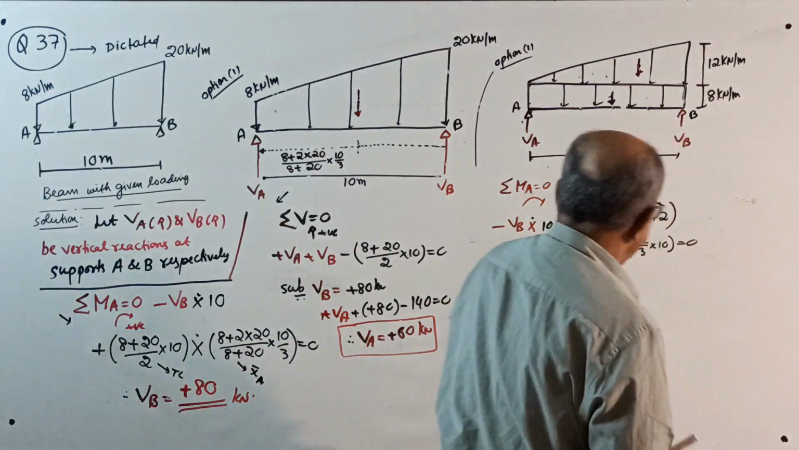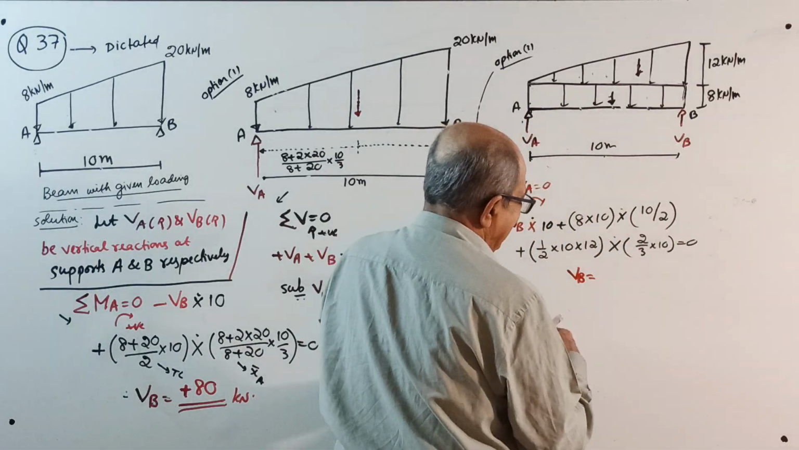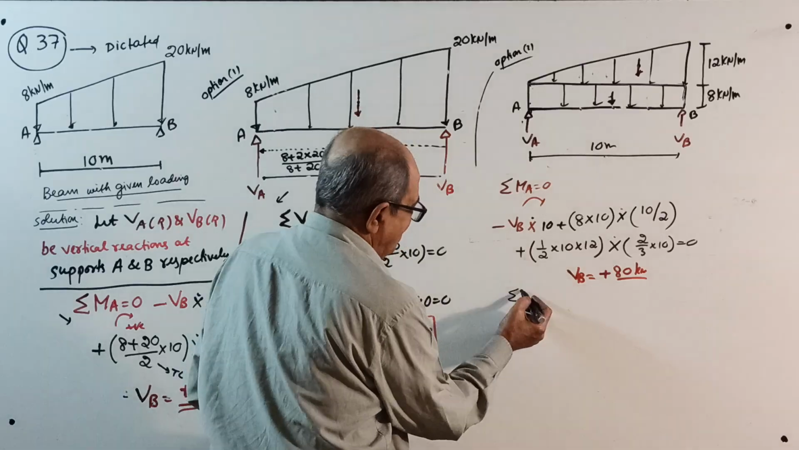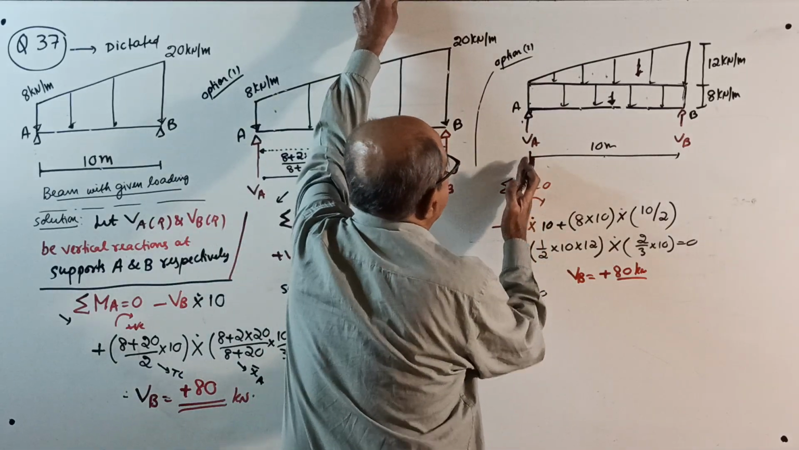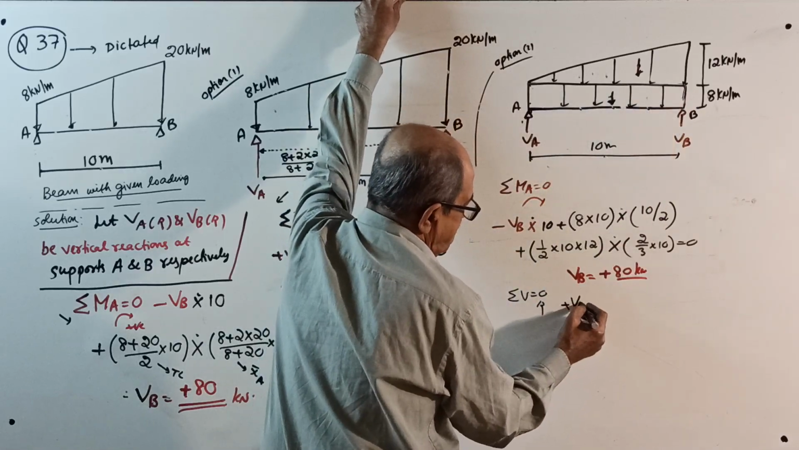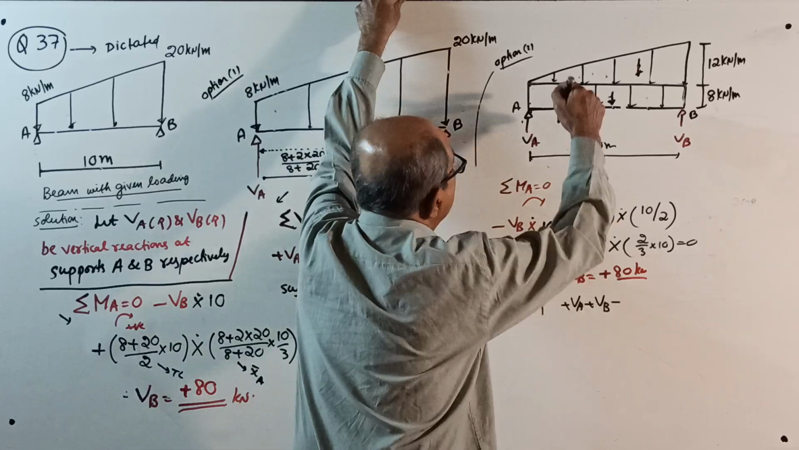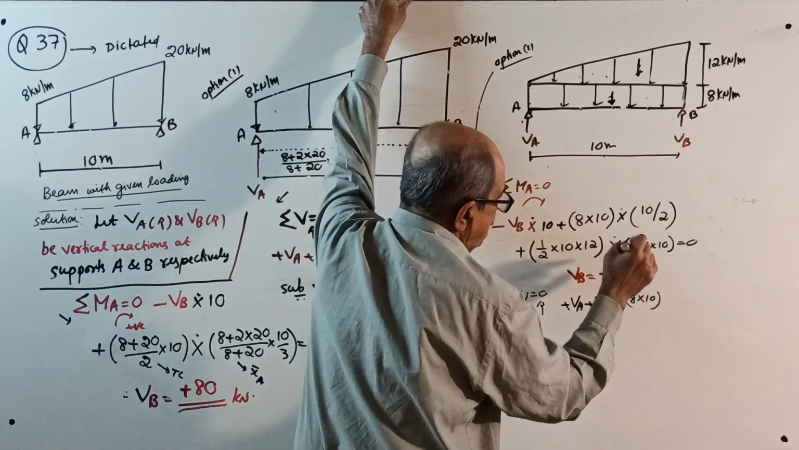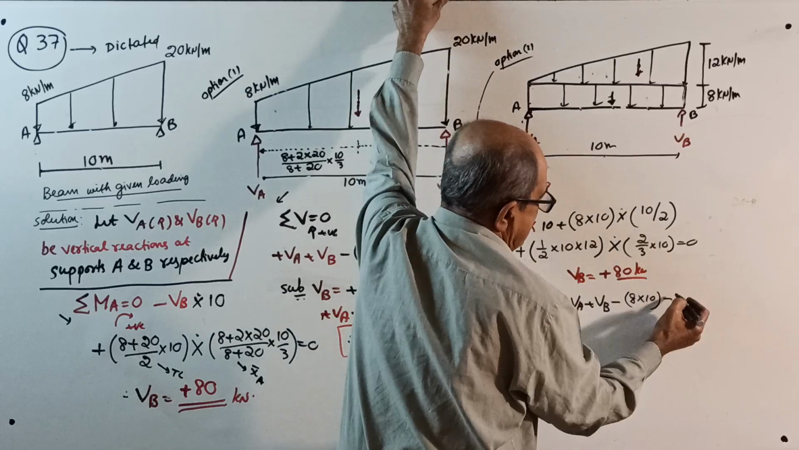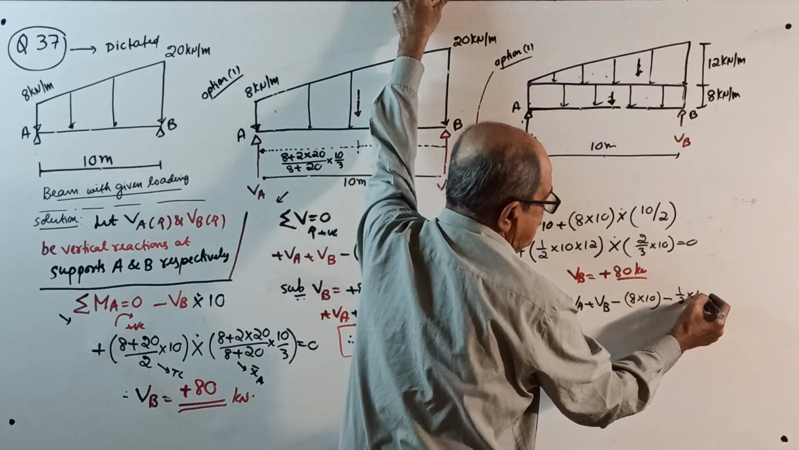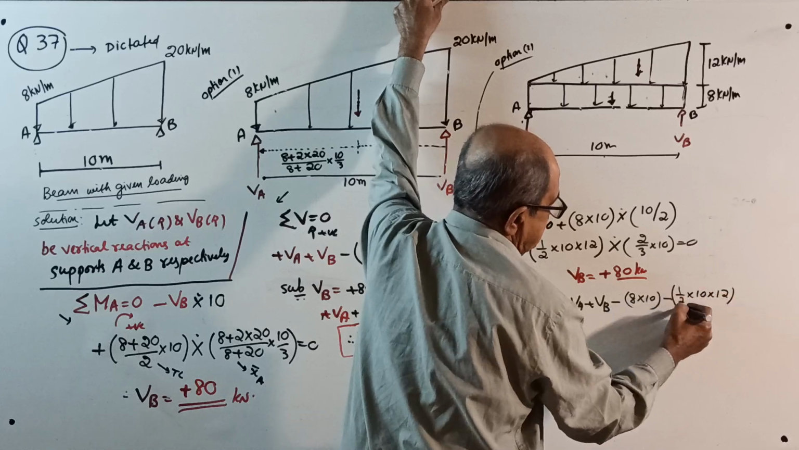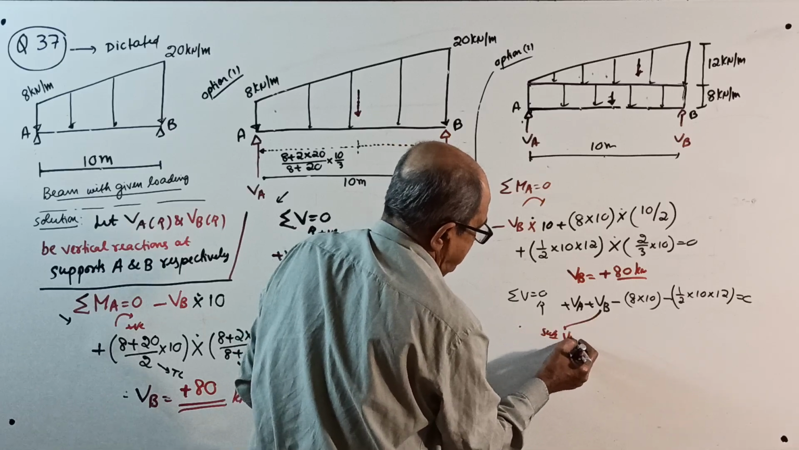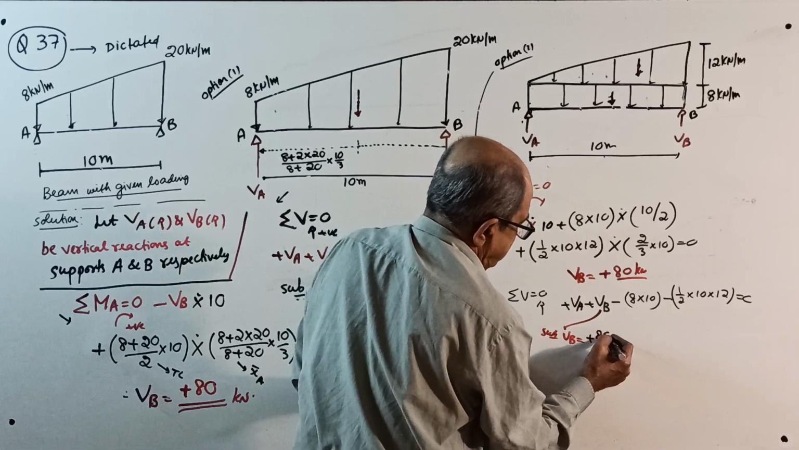80 kilonewton. People will laugh, he is not calculating, he knows the answer. Okay, confidence. 80 kilonewton. Okay. Sigma Fy equals 0, take upward positive. Plus VA plus VB minus the total UDL, 8 into 10, again minus this load, half into 10 into 12, equal to 0. Substitute VB equal to plus 80 kilonewton.